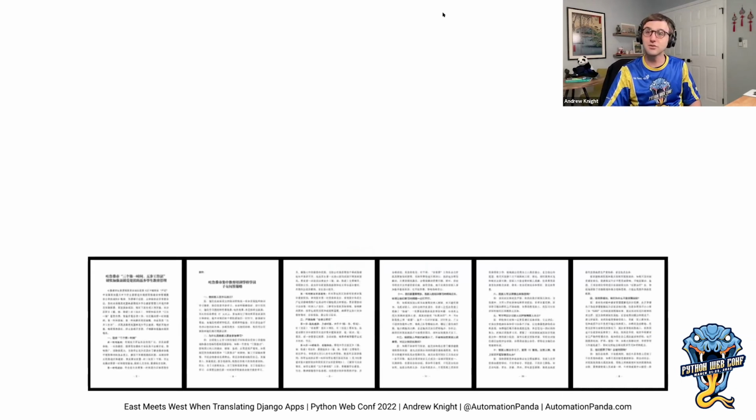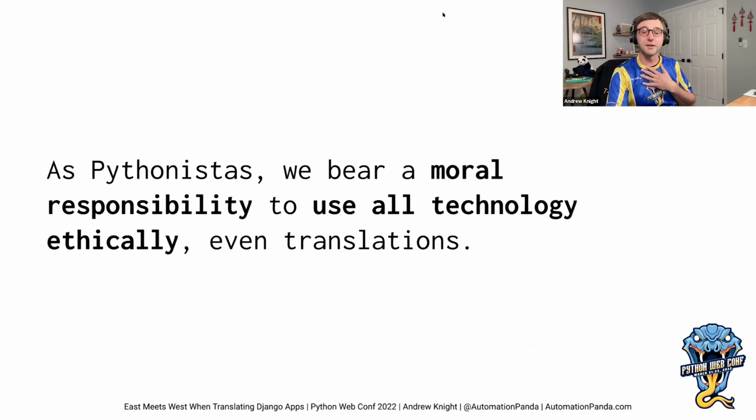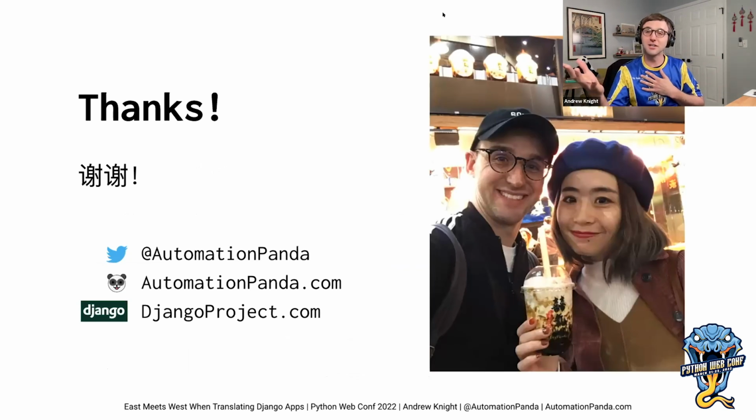We can also use translations for good. If you have heard, there is a genocide happening against Uyghur Muslims in China right now. The New York Times translated a whole bunch of leaked government documents showing this is actually what's happening. There's no smoke and mirrors here. So as Pythonistas, we bear a moral responsibility to use all technology ethically, even translations. That's my talk, and I'm sticking to it.